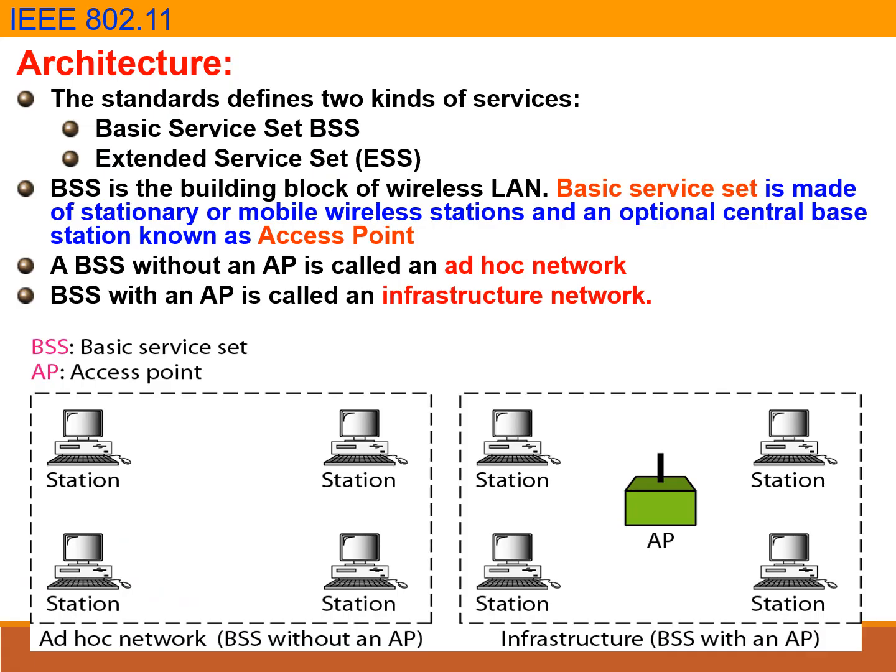So what is the architecture of 802.11? In this we have a BSS and then an extended service set. One is BSS, which means basic service set. The second one is extended service set. The basic service set is the basic building block of the IEEE 802.11 architecture. A BSS is defined as a group of stations that coordinate their access to the medium under a given instance of the medium access control.